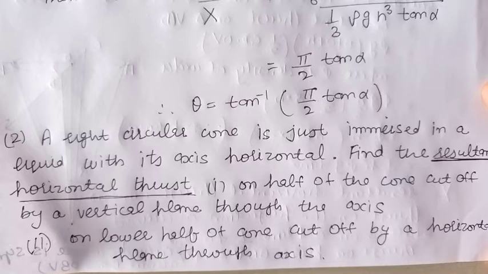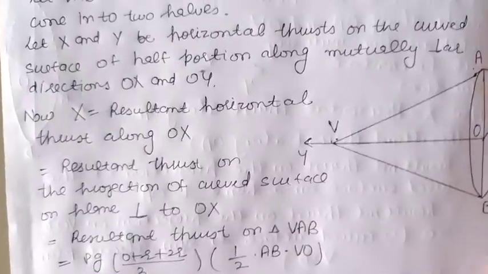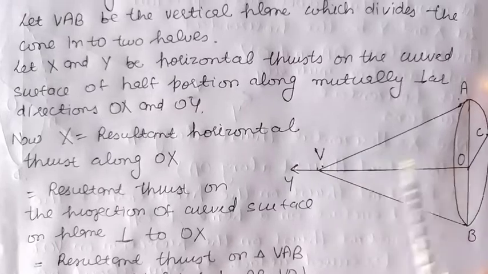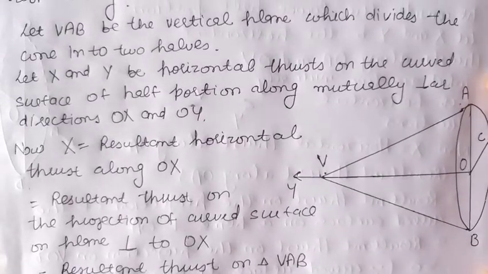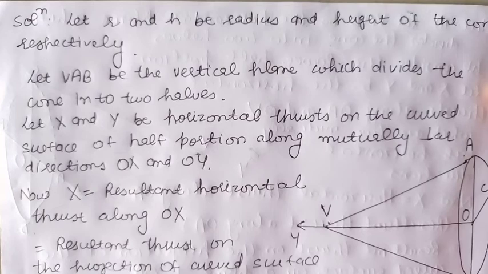So first of all, we find the resultant horizontal thrust in the first case. So let us take a cone VAB. R is the radius of the cone and let us take H as the height.